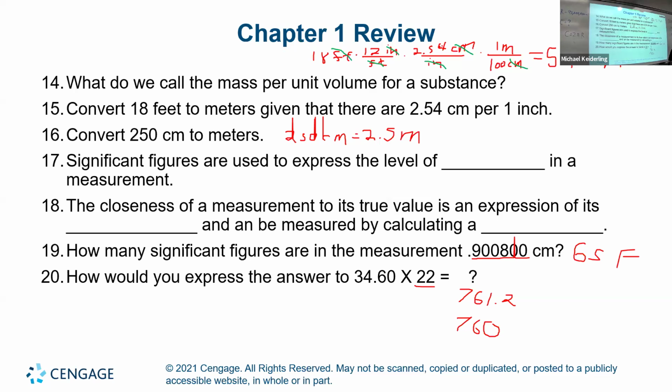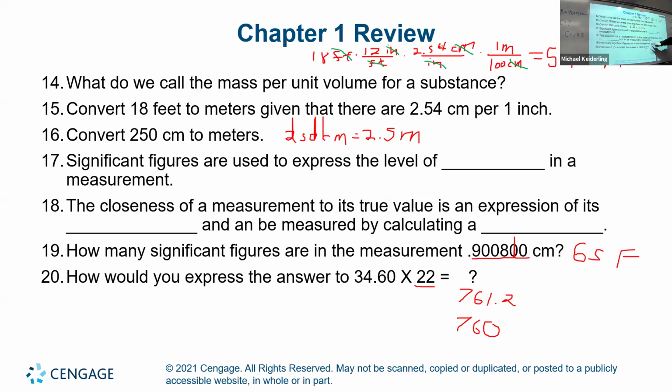And if we want to convert 250 centimeters to meters, centi is 100th. So we're going to divide by 100 to go to meters. So 250 centimeters divided by 100 gives us 2.5 meters. Significant figures are used to express the level of precision in a measurement. The closeness of a measurement to its true value is an expression of its accuracy and can be measured by calculating a percent error.